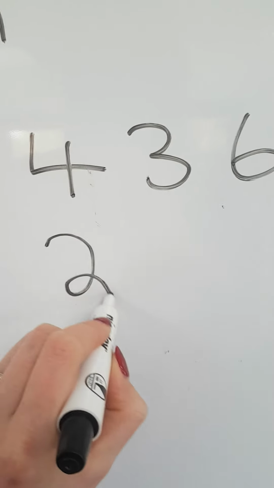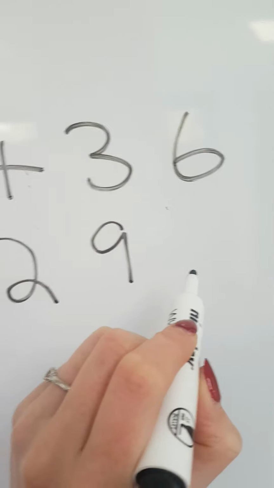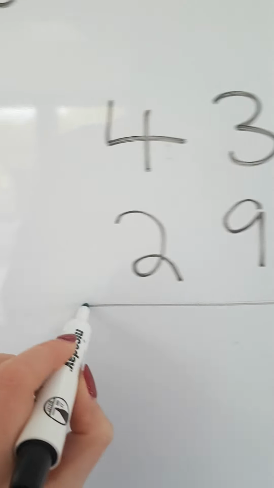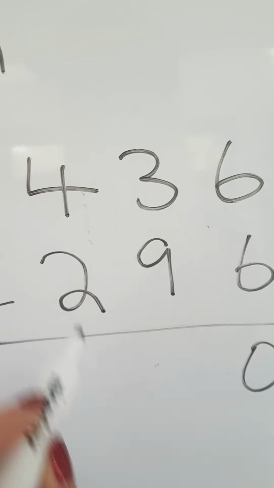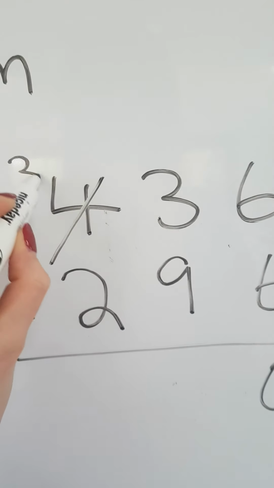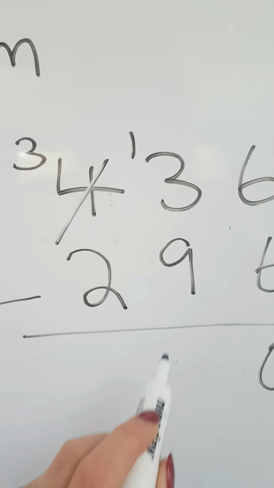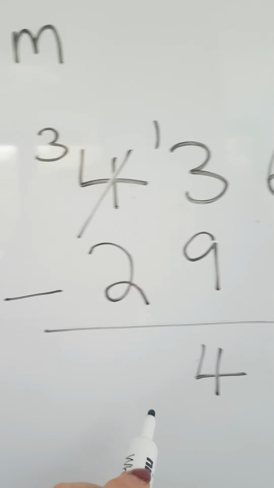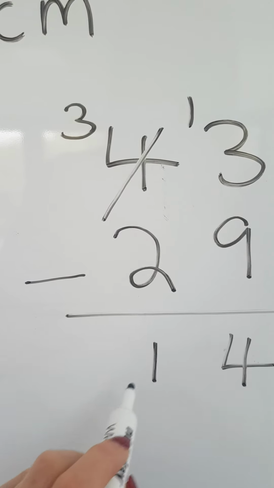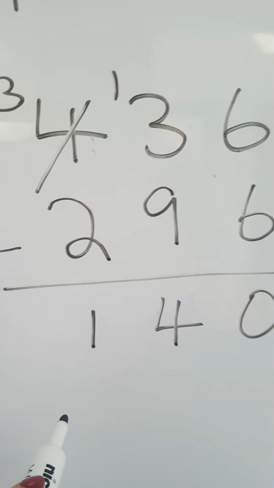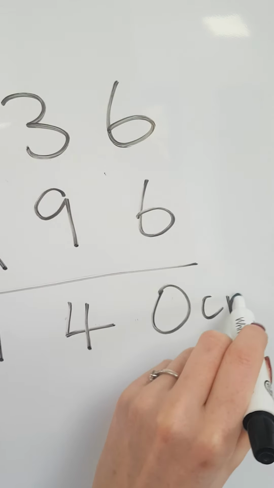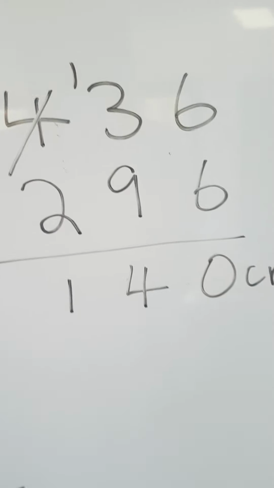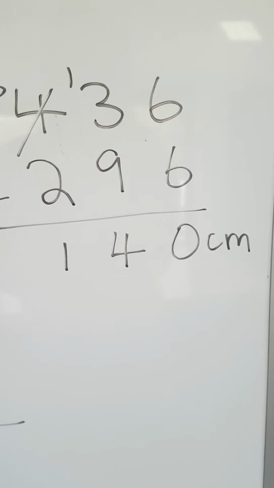So I leave out my decimal point here. I don't need that. I can just change it to centimeters. So 6 take away 6 is 0. 3 take away 9 we can't do, so we'll borrow. 13 take away 9 is 4. And 3 take away 2 is 1. So that means that Kate is 140 centimeters tall, or you could also say 1.4 meters. That would be the same thing.